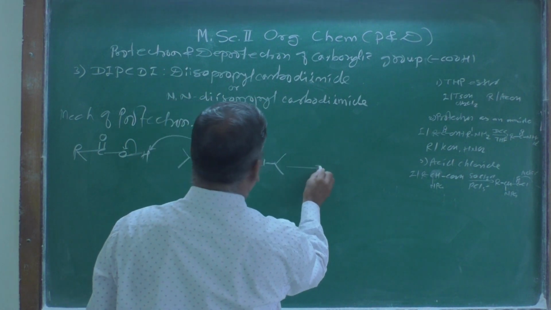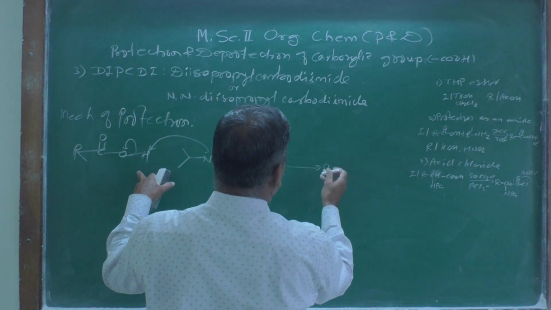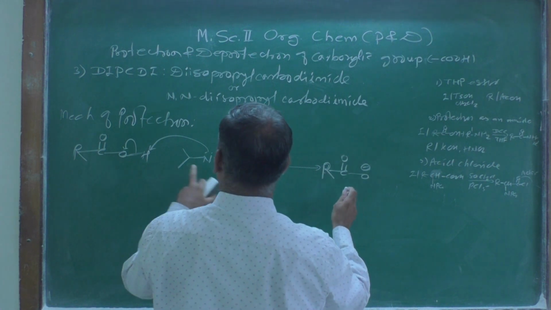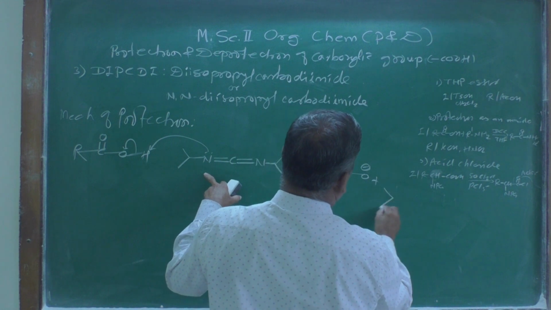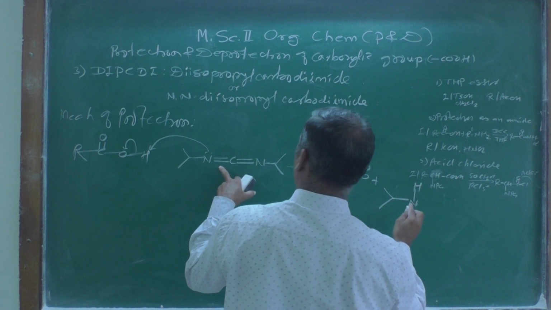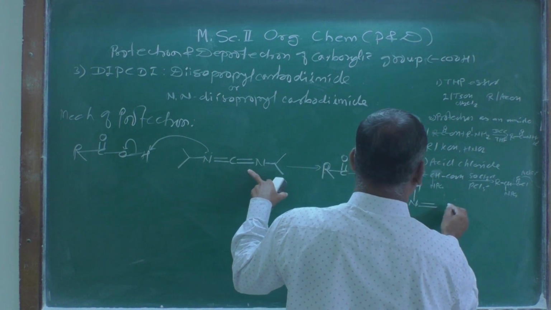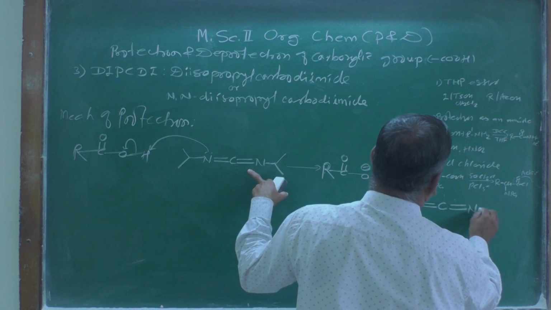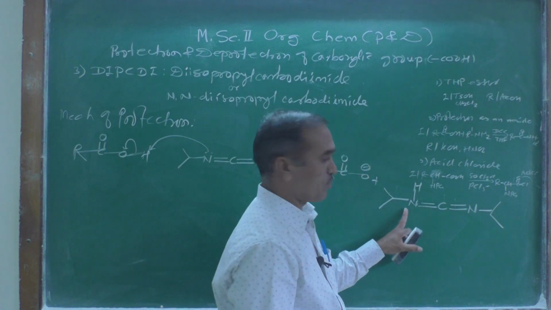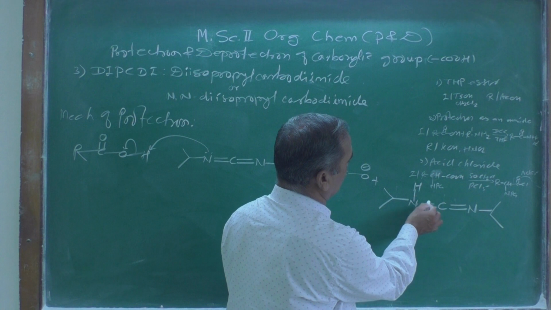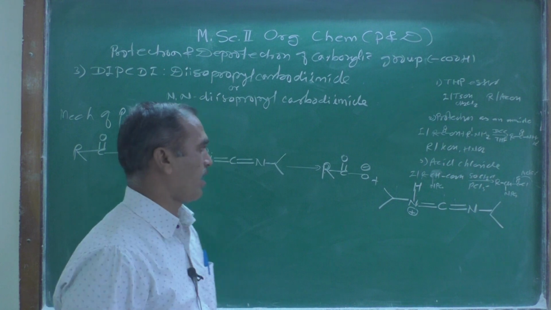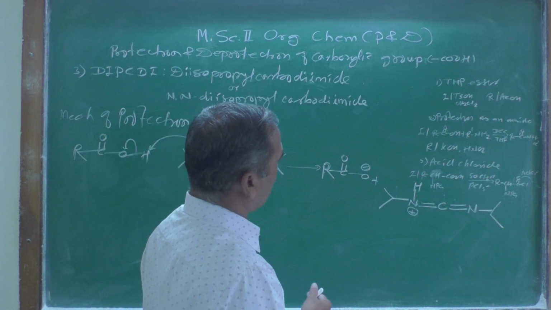And you are going to get a structure like this: R C double bond O minus, and plus this N with H, then double bond C double bond N, and this isopropyl group. Now look at that nitrogen atom: there are 4 bonds, 1, 2, 3, 4, and therefore a positive charge on that nitrogen atom. So what is happening in the next step?